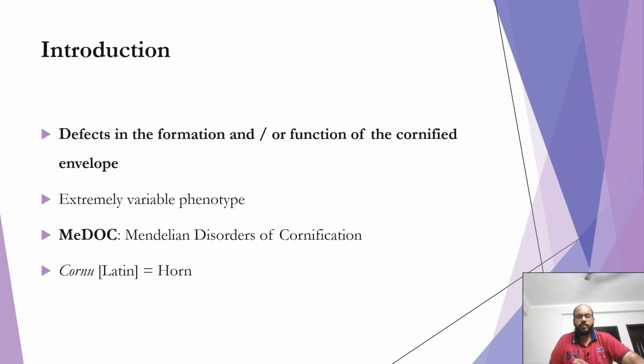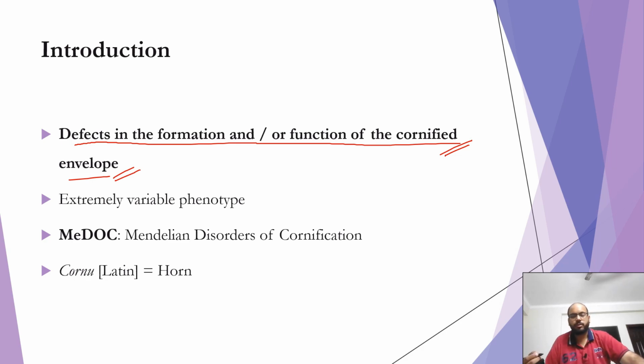Now, in ichthyosiform disorders, there is a defect in the formation and/or function of the cornified envelope. So last week we discussed how a cornified envelope forms and what are the important processes, enzymes and proteins for the formation of the cornified envelope. If by any chance this envelope is not properly formed, you have ichthyosiform disorders.